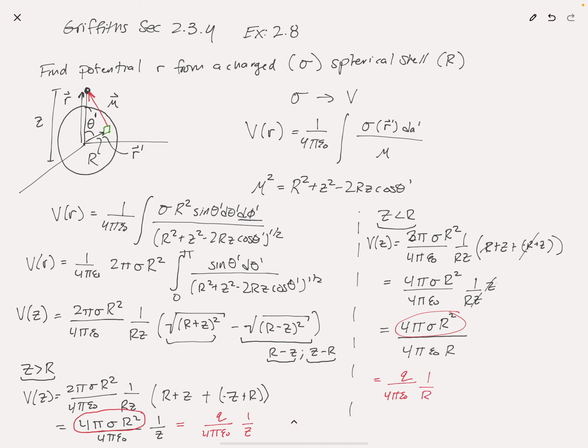And hopefully that looks familiar. That should be what you calculated last time. This is outside of my sphere, where I have something that depends on my position, and inside of my sphere, I have something that doesn't. The potential inside of my charged surface is constant.